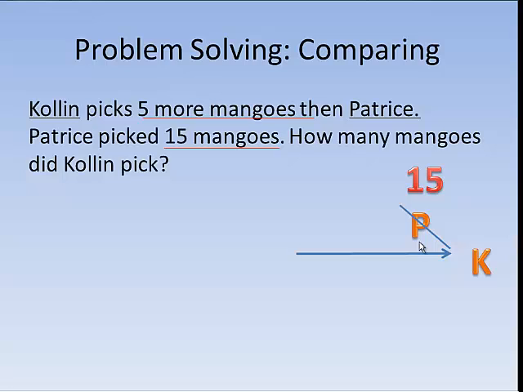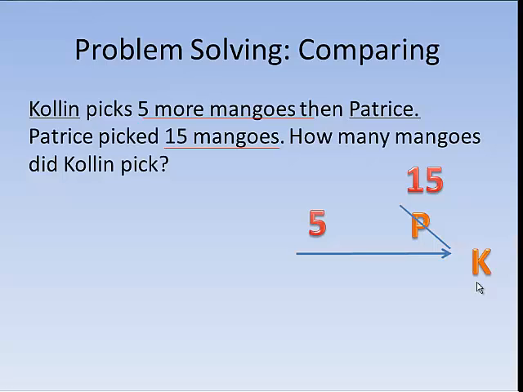Our other number is 5 more mangoes. We don't know exactly how many mangoes Colin picked, but we know that he picked 5 more mangoes. So we can put 5 as our first small number.